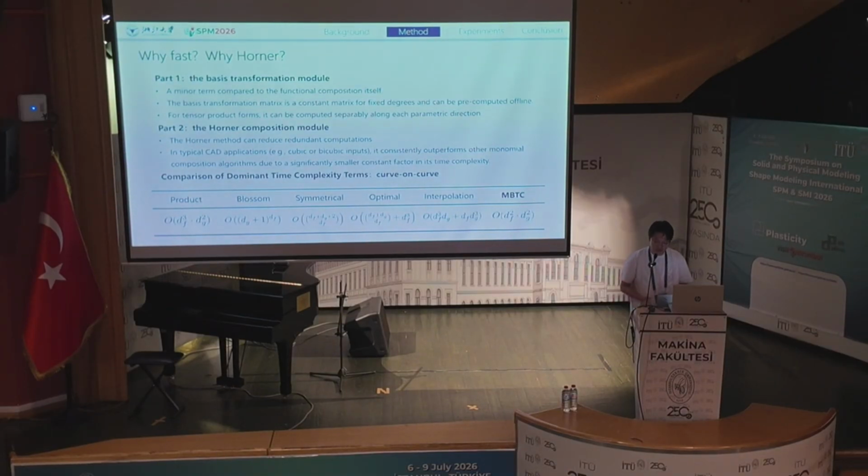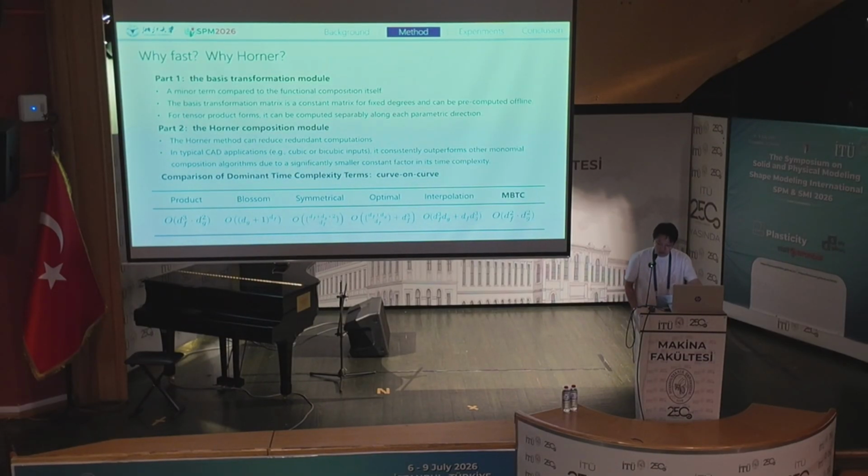To understand why MBTC is so fast, we divide the time complexity into two modules. Let's break it down. First, the basis transformation. The time complexity of this module is always a minor term compared to the composition itself. And as a linear transformation, the transformation matrix is constant. It's a constant matrix for fixed degree and form, and it can be pre-computed offline.